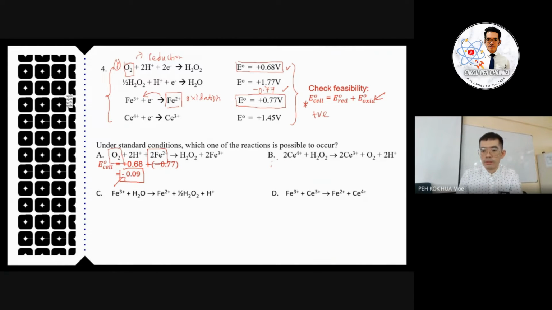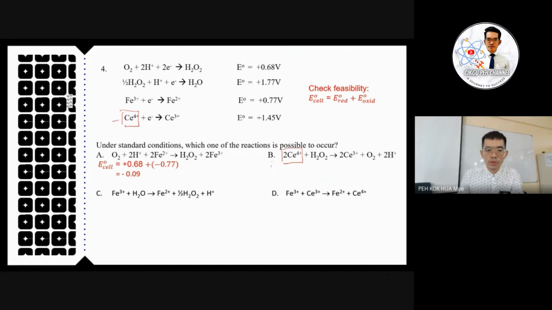Next, we look at the feasibility for checking equation B. So from here, the reactant will be Ce4+. So for B, the reactant will be Ce4+, and this will be the reduction reaction with the E0 value here. For the other reactant, it will be H2O2. For this reactant, there are 2 possible equations here, but we have to choose the first equation.